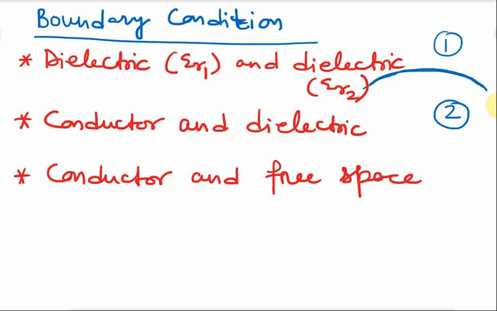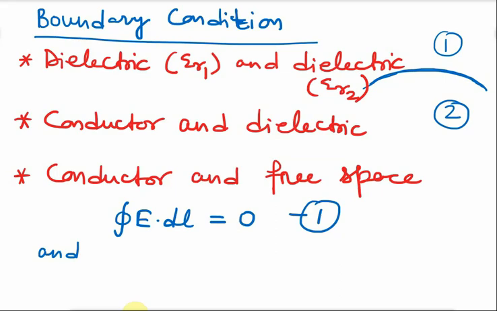Okay, so we need to analyze these three boundary conditions one by one. Fine, but before that, the following equations can be considered to determine the boundary conditions. Okay, so we need to discuss the equations which can be considered. First of all, this E dot dl equals 0. This one is your first equation.